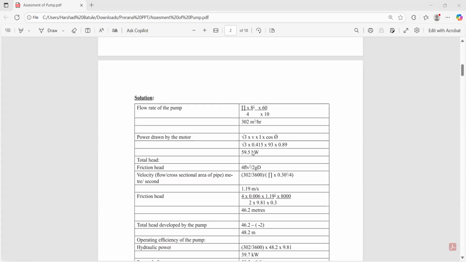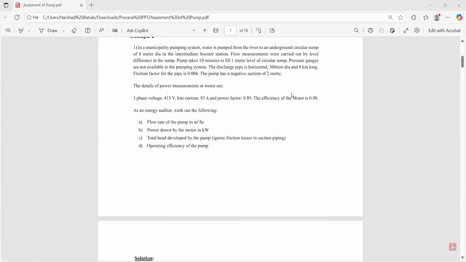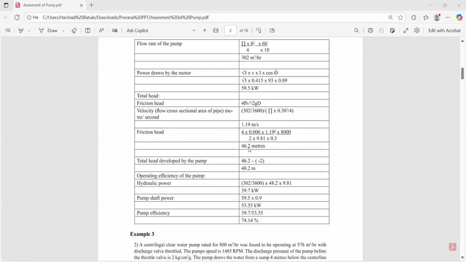After that, we need to calculate the frictional head, means dynamic head. They have given all the data to calculate the discharge head or dynamic head: pipe diameter, pipe length, piping length, friction factor. To calculate the frictional head, we require 4 FLV square divided by 2 GD as the formula. But we have to calculate velocity first. We do not know the velocity of that particular pumping system, so we need to calculate it from the flow rate of the pipe.